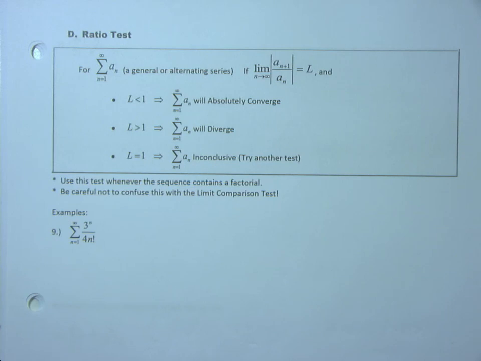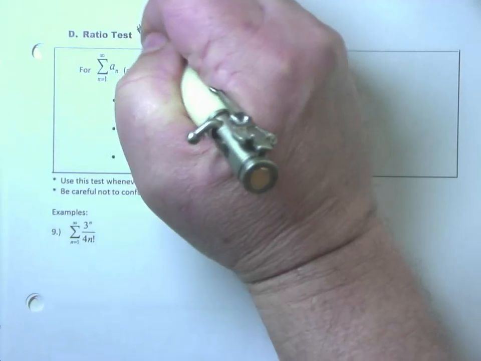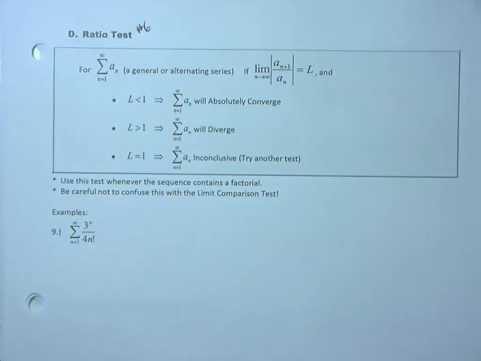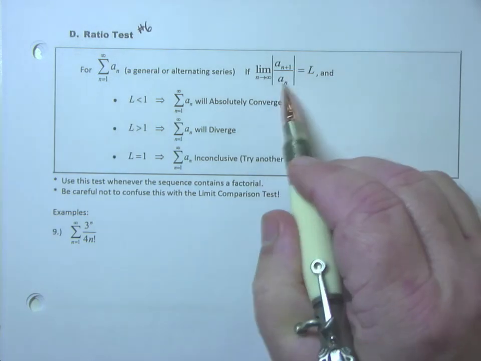What test number are we up to? Number 6. Here is your test number 6. It is called the ratio test. The ratio test says this. For the sum as n goes from 1 to infinity of an, a general or alternating series, if the limit as n approaches infinity of the absolute value of an plus 1 over an equals L.